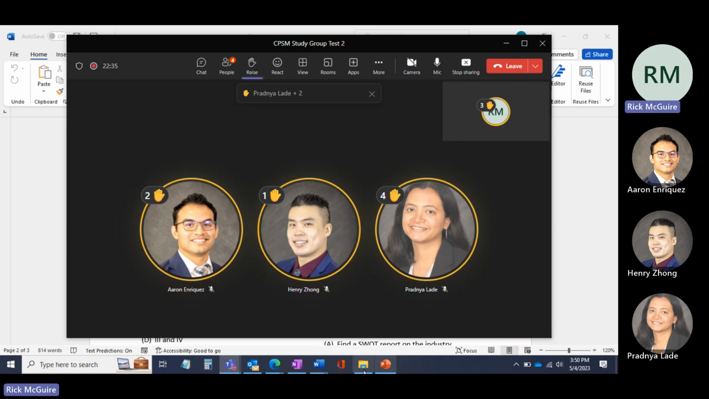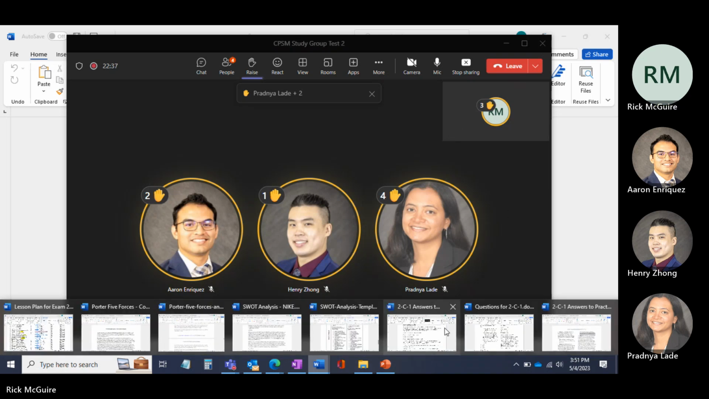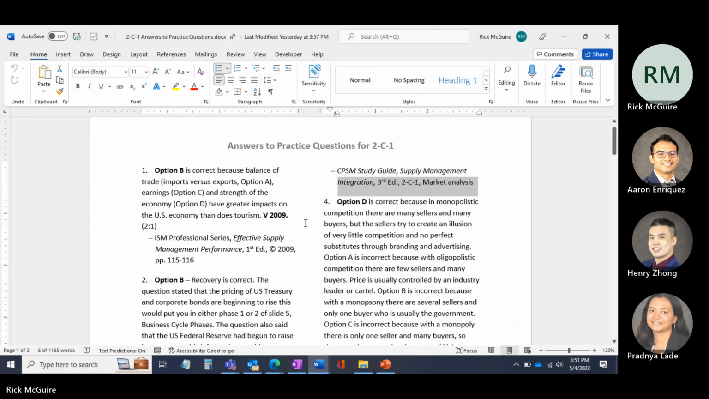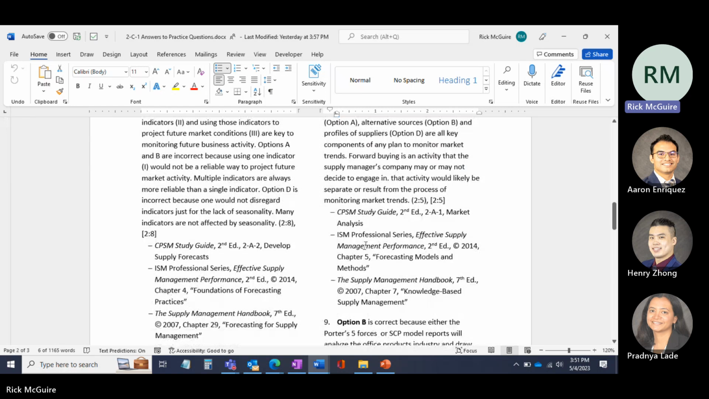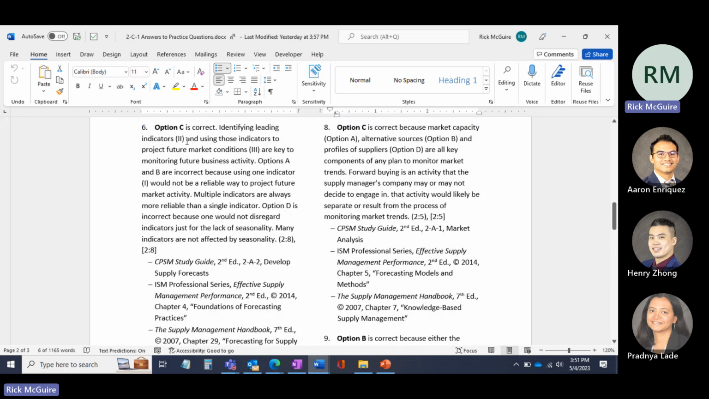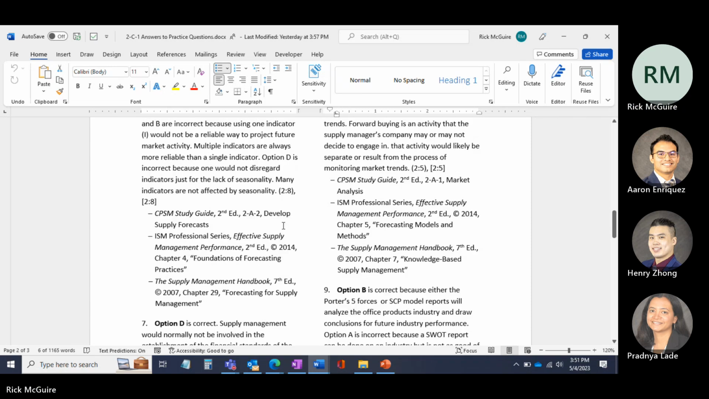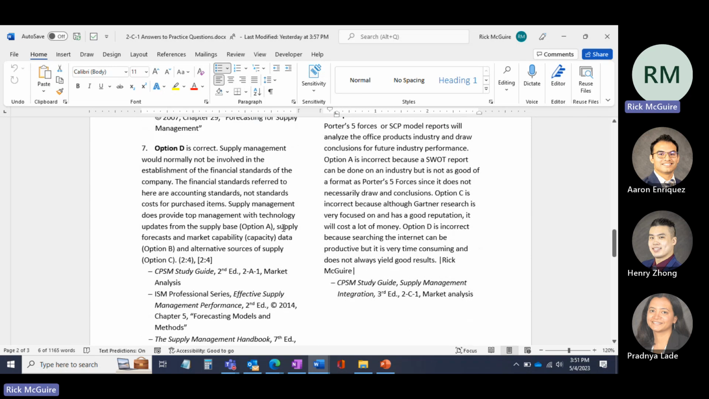Let's take a look at some answers here. We don't want number one, we want number 6. Number 6 is Charlie, which is 2 and 3: identifying leading indicators and using those indicators to project future market conditions. Number 7 is Delta. Supply management would normally not be involved in the establishment of financial standards. You're looking for an exception there.